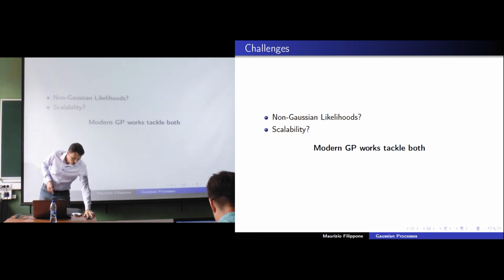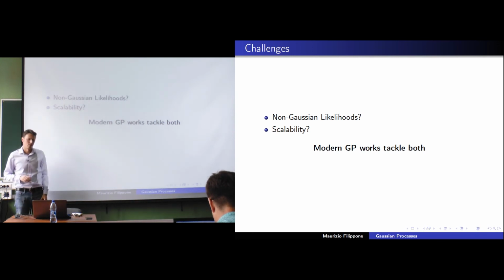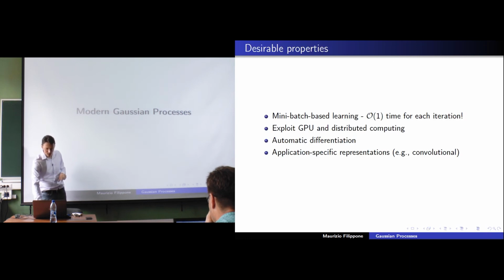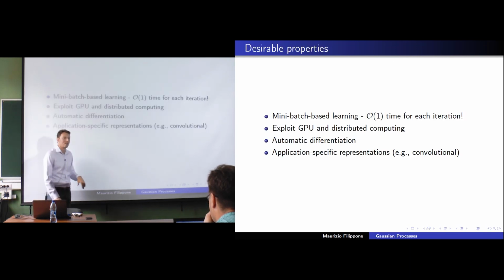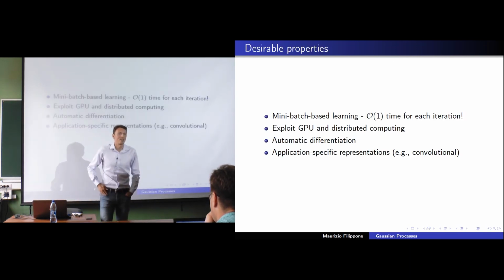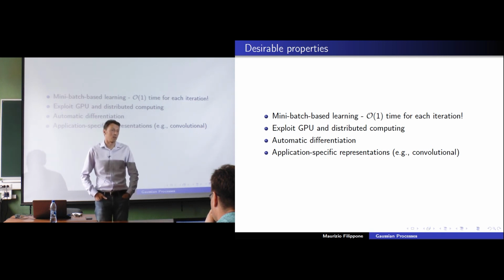But now I would like to draw your attention to what modern GP work is doing, which is trying to tackle both problems, non-Gaussian likelihoods and scalability. And how do we do it? Well, it was a bitter lesson to learn that deep nets are conquering the world, right? So maybe we can learn from this, okay?